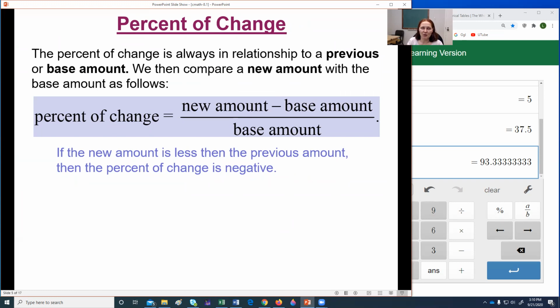Percent of change is the change of the amount from base amount to new amount, so new minus base divided by base amount, so starting amount. So if the new amount is greater, then it will be positive percent of change.